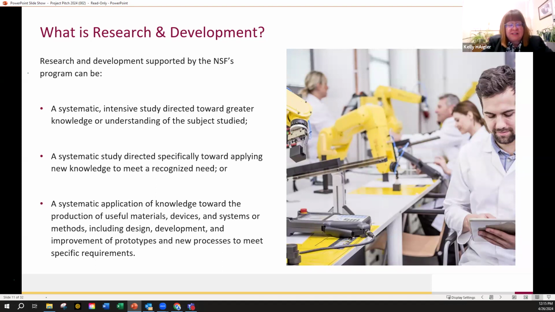It can't be basic scientific research that has no commercial potential. Basic research happens at universities, not at small businesses. Make sure that there are no non-technical efforts such as business development, market research, sales, marketing, patent costs. Those things are not research and development.